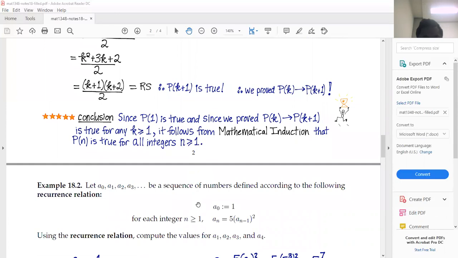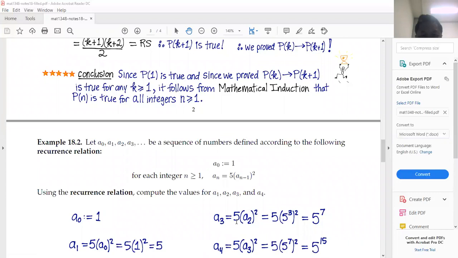Example 18.2. Here is a recurrence relation, which means the first one is 1. Then a_n is 5 times a_(n-1) squared, which means the next one is this one squared times 5.